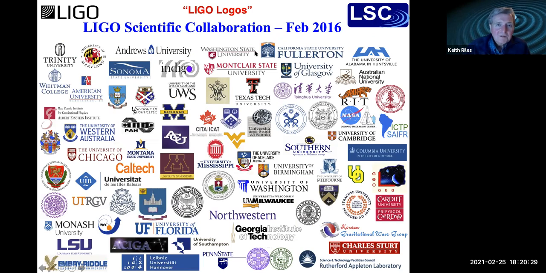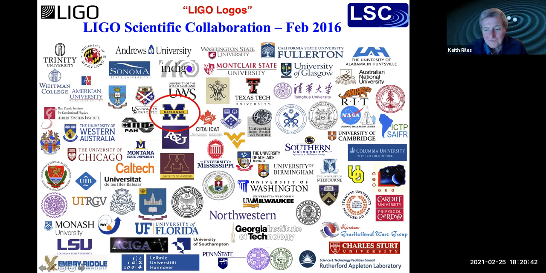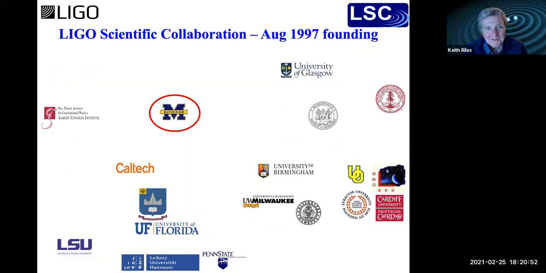This shows you the LIGO logos as of about 5 years ago when we made the announcement of the first discovery. Finding the Michigan Block M is like, where's Waldo? If you look closely, you should be able to spot it. Let me help you. A little circle. That's what it looked like 5 years ago. There are even more of these logos now since the discovery was made. But back when we founded the LIGO Scientific Collaboration in 1997, there weren't so many. Back in those days, you could get to know everyone in the collaboration, but it's grown more than 5 times since then.